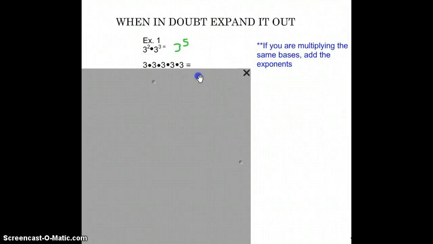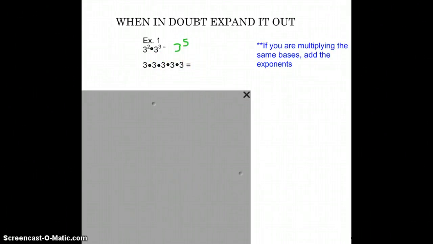I know a lot of you guys have been really curious as to how and why those things happen, so let's take a look at the logic of it. If we expand it out, 3 squared is 3 times 3. 3 cubed is 3 times 3 times 3. So all these are being multiplied. It's 3 times 3 times 3 times 3 times 3. If you count these 3's, we've got 1, 2, 3, 4, and 5. So we really have 3 to the 5th, which should be 243.